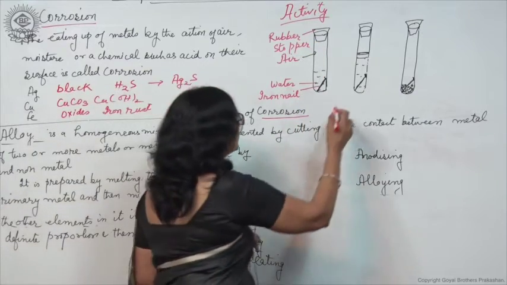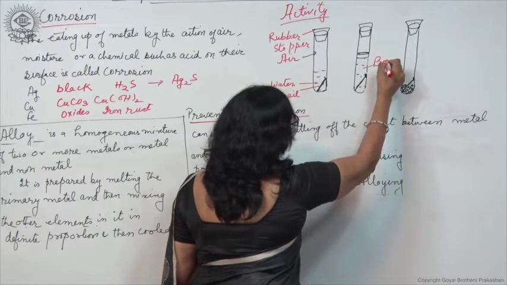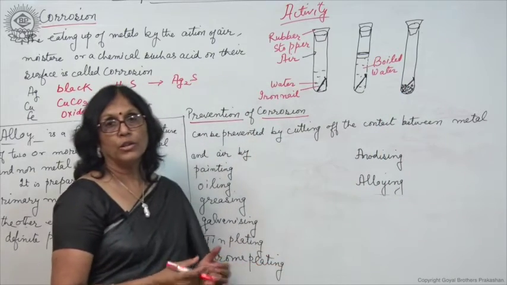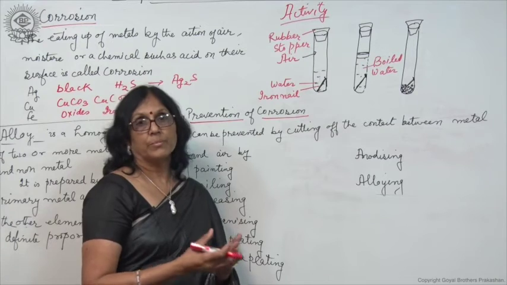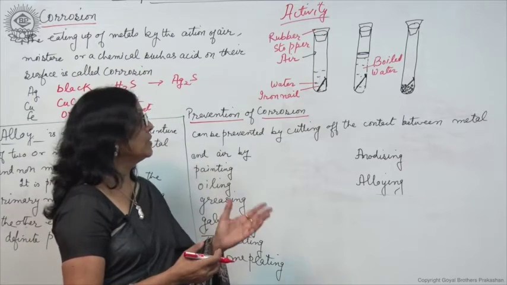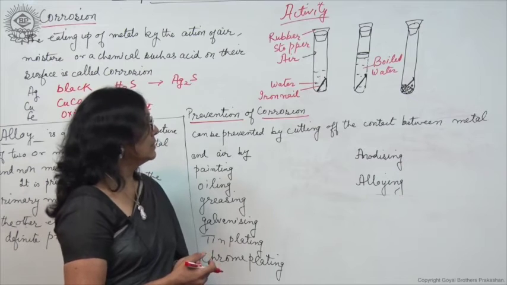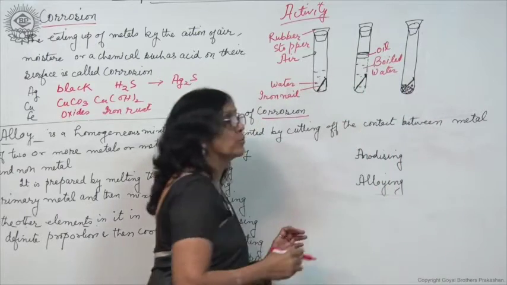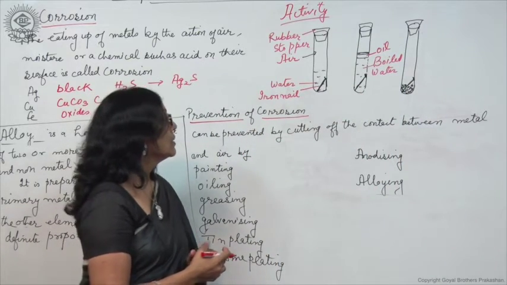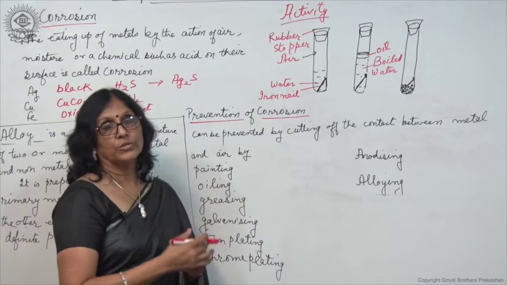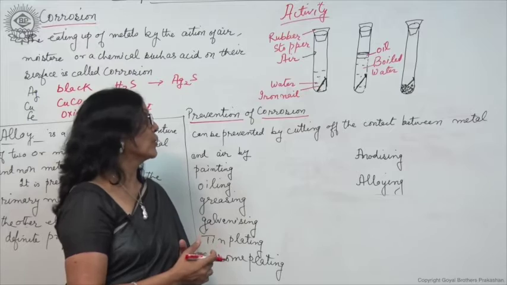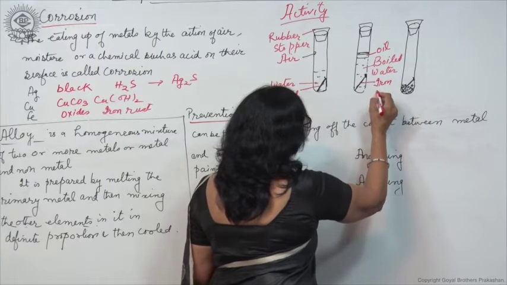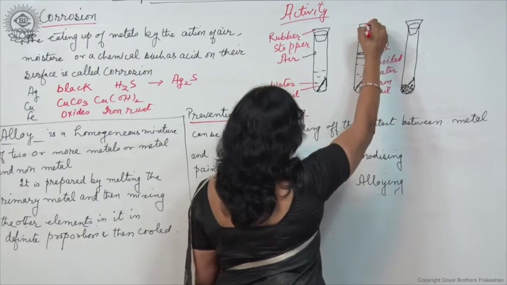In the second test tube, boiled water is taken. When water is boiled, all the dissolved gases escape into the atmosphere. So, it does not have any dissolved gases in it, and then some oil is placed over this boiled water, so that the air cannot pass through it and cannot dissolve in water. And in this also a fresh iron nail is kept, and the rubber stopper.